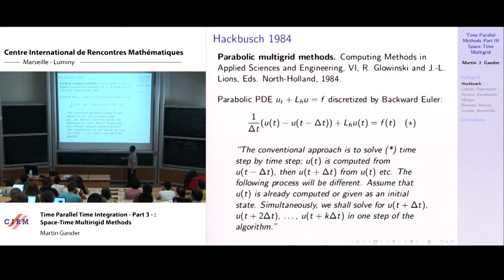And then he says the conventional approach to solve this problem, time step by time step, is that u at t is computed from u at t minus delta t, then u at t plus delta t from u at t, etc., exactly like I've shown you at the beginning, one step after the other. The following process will be different. Assume that u at t is already computed or given as an initial state. Simultaneously, we shall solve for u at t plus delta t, u at t plus 2 delta t, up to u at t plus k delta t in one step of the algorithm. So you see, it's the whole space-time problem which is sort of solved by iteration here.